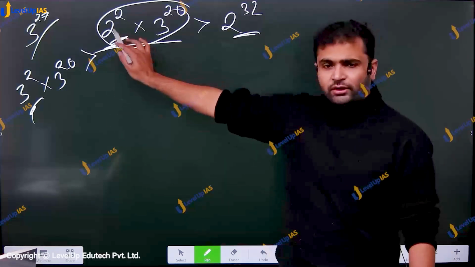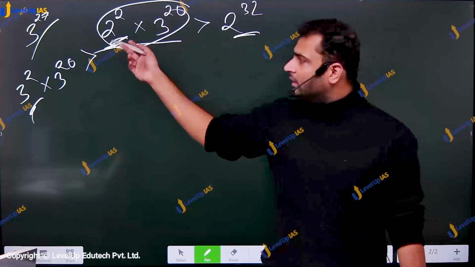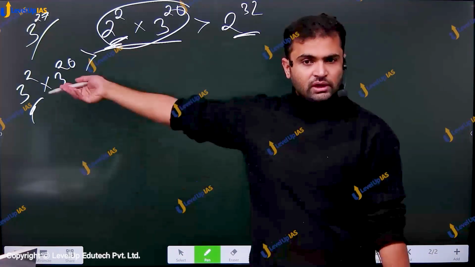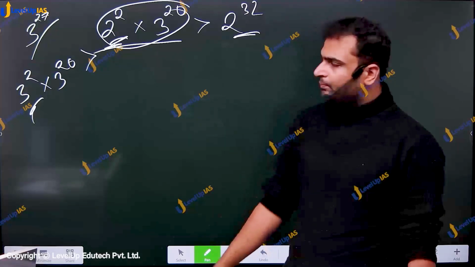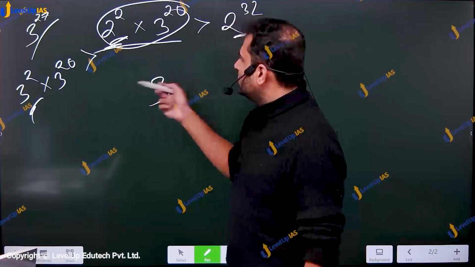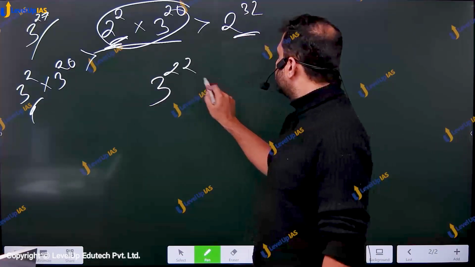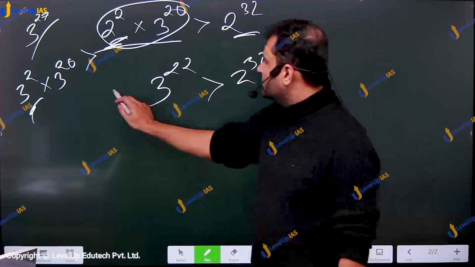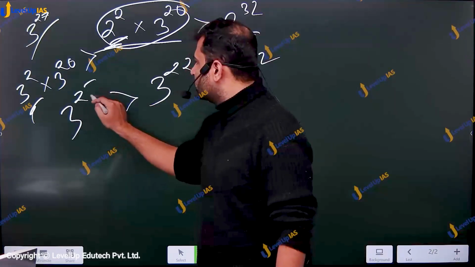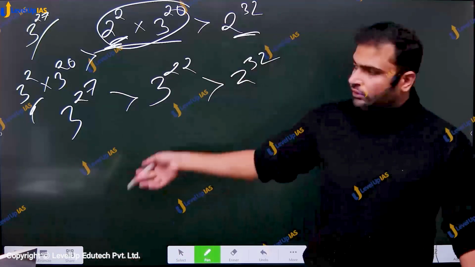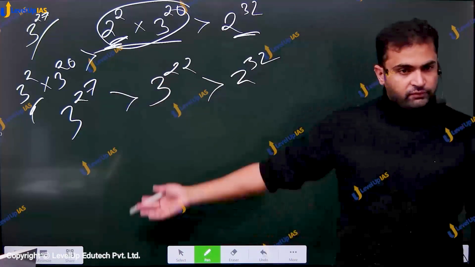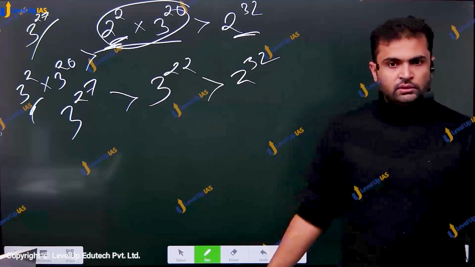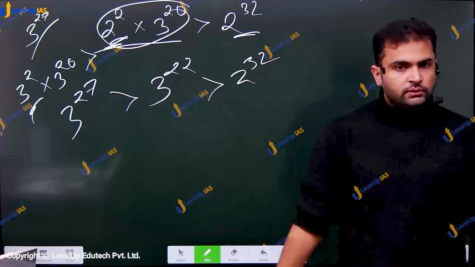I just want to get rid of this power of 2 now, because I'd rather work with power of 3, because everywhere else there is power of 3. So I have 3 raised to 22 greater than 2 raised to 32, and this is definitely smaller than 3 raised to 27. This is 22, so it is definitely smaller than 3 raised to 27. 27 से तो छोटा ही होगा.